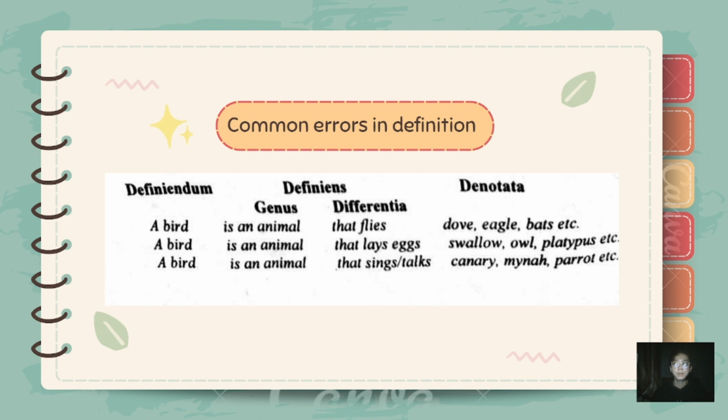If you look closely, may isip mo na broad yung definition, because the differential that flies will include butterflies or bats, in which hindi naman birds, di ba? The differential that lays eggs, platypus and crocodiles, as well as turtles, also lay eggs, and they are not birds. And that also goes with the differential that sings or talks. Humans can also do that. That is one of the common errors in composing definition.